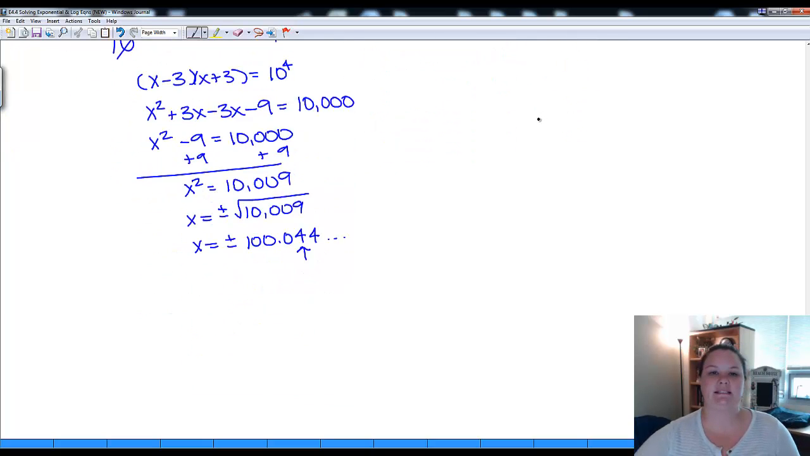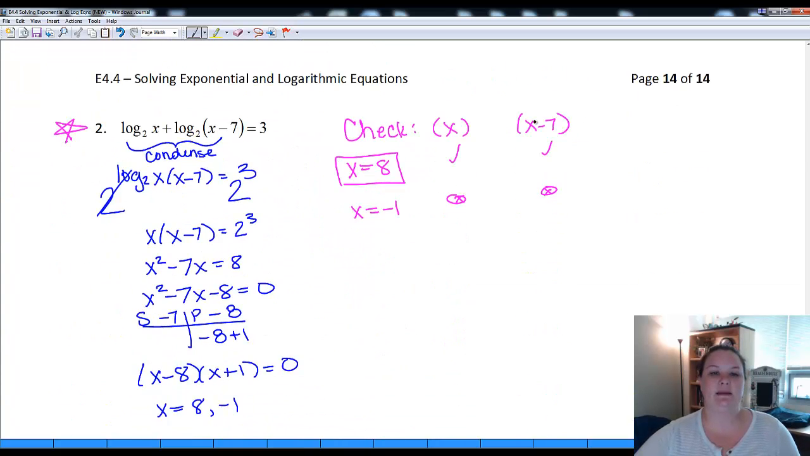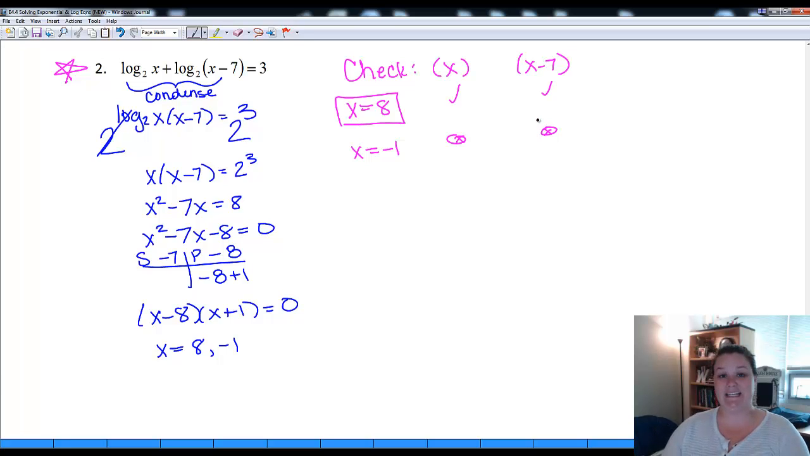Okay, let's look at the second one. Same idea. I need to condense my terms. Again, I have addition. Addition condenses into multiplication. So I'm going to write both my inside numbers as just one log term being multiplied. Then I can get rid of my log base 2 by using the exponential base 2 on both sides. On the left, it will cancel out that log base 2. On the right, I'm just left with 2 cubed, which is 8.